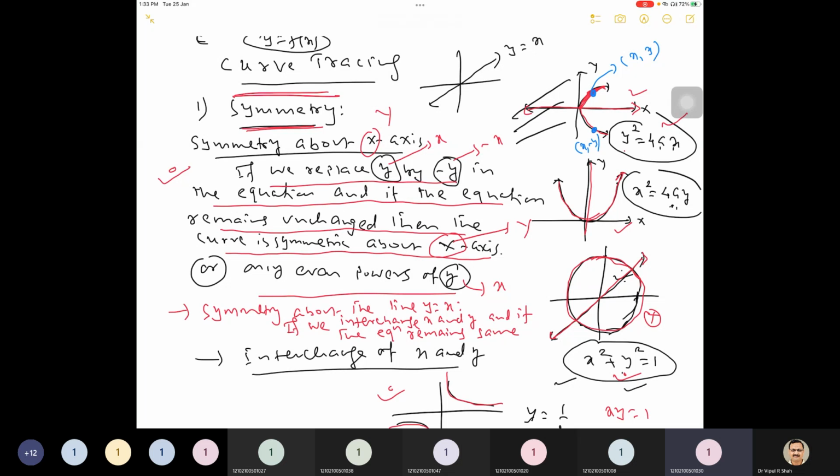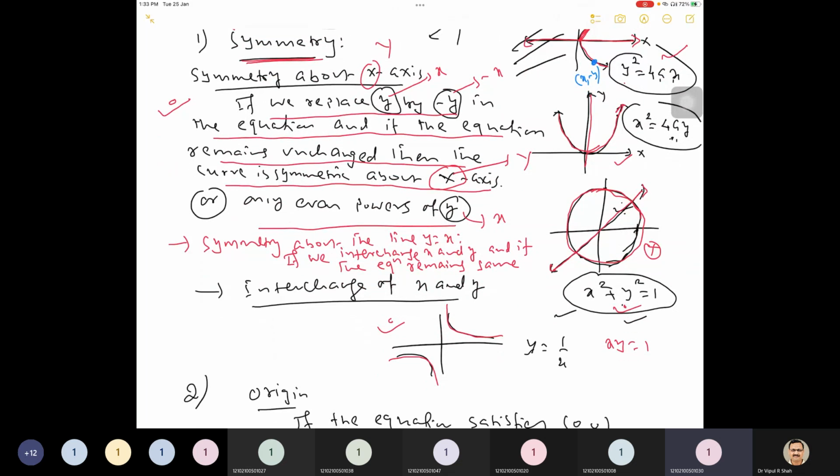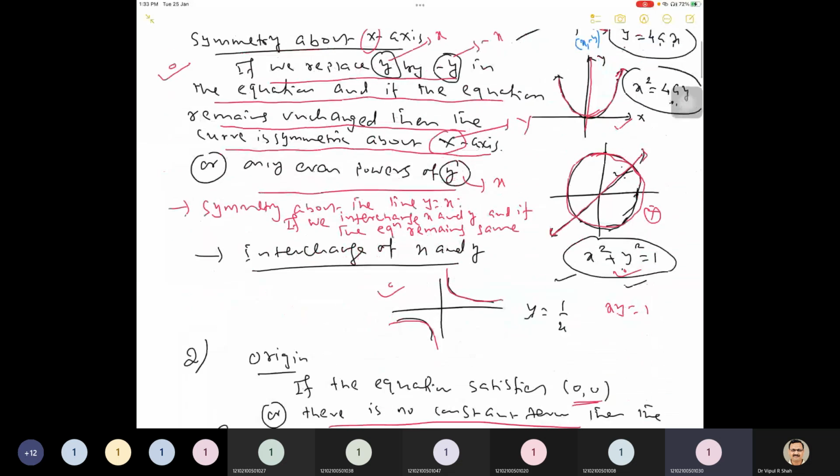In the same way, if both x and y are replaced by minus x and minus y and the equation remains unchanged, the curve is symmetric about both the axes. And the same way for symmetry about the line y equal to x: if we replace x by y, and the equation remains unchanged, then the curve is symmetric about the line y equal to x. We have seen some examples of these also.